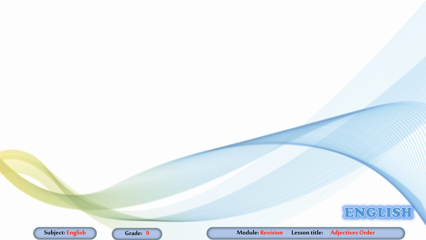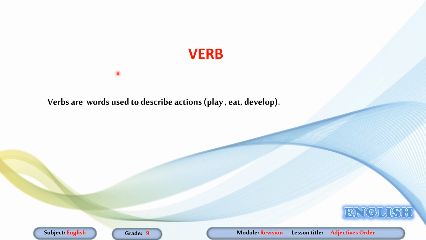The second part of speech which we are going to talk about now is verbs. What are verbs? Let's see. Verbs are words used to describe actions. For example, play, eat, develop. These are some examples of verbs. So, it's your turn now to give me more examples of verbs.